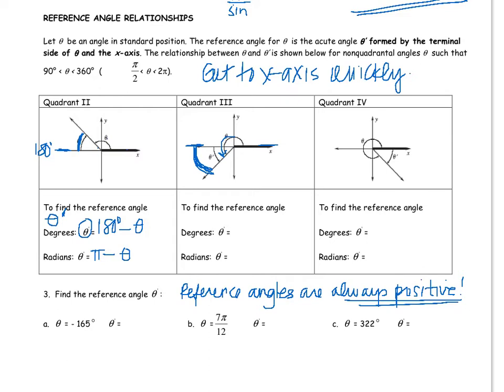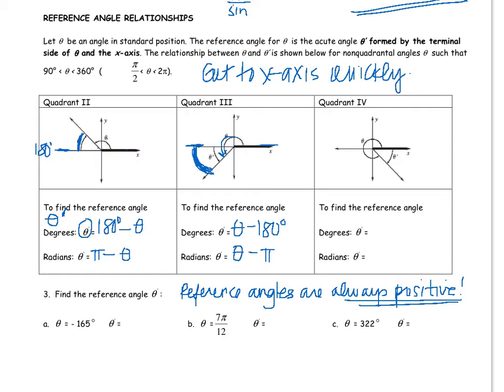So I'm looking for the overage. And the way I'm going to do that is I'm going to take my original theta and subtract the 180, and that will give me this extra piece. In terms of radians, it's my theta minus pi.